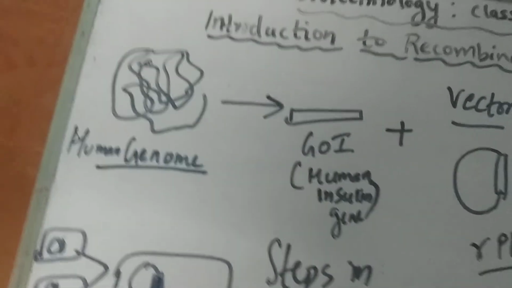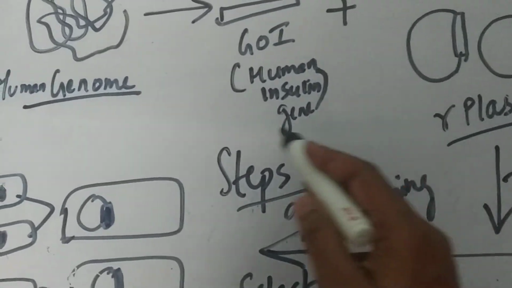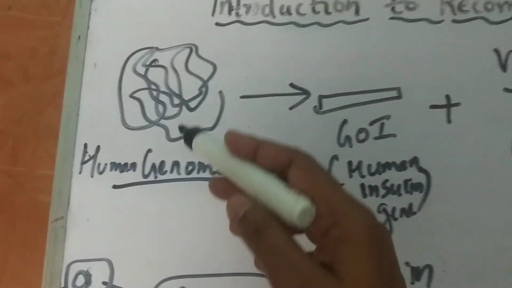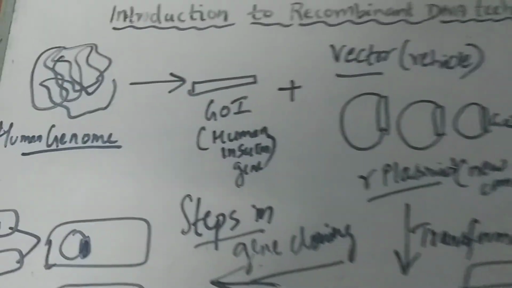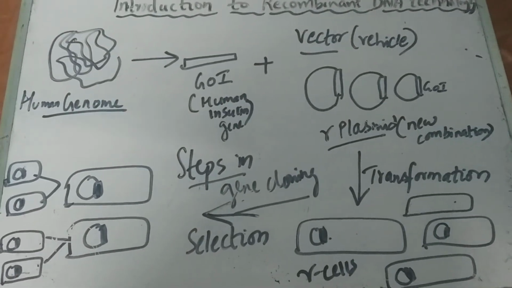So in the rest of this chapter, this is what we are going to learn about, these steps in more detail: how to isolate the gene, how to put it into the vector, how to do the transformation process, how to do the selection process. All these things we will be learning in the rest of the chapter. Is that clear?